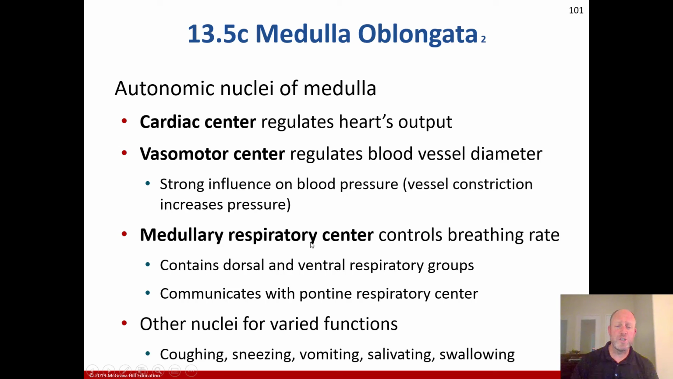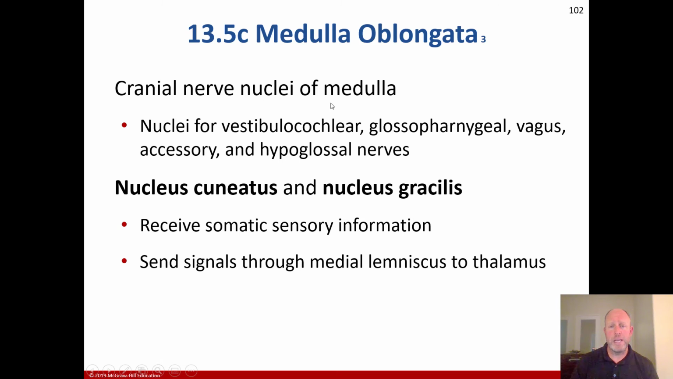The medullary respiratory center controls breathing rate. It contains your dorsal and ventral respiratory groups and communicates with the pontine respiratory center. Now there are other nuclei for varied functions like coughing, sneezing, vomiting, salivating, and swallowing as well. The cranial nerve nuclei of the medulla are the nuclei for the vestibulocochlear, glossopharyngeal, vagus, accessory, and hypoglossal nerves. The nucleus cuneatus and nucleus gracilis receive the somatic sensory information, and they send signals through the medial lemniscus to the thalamus.